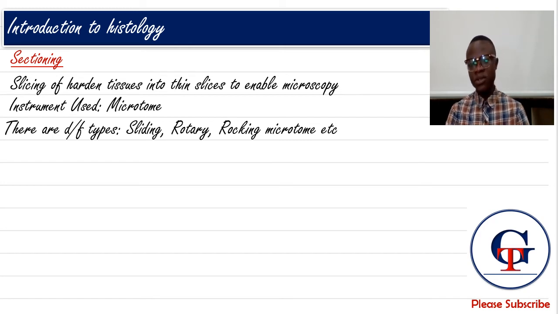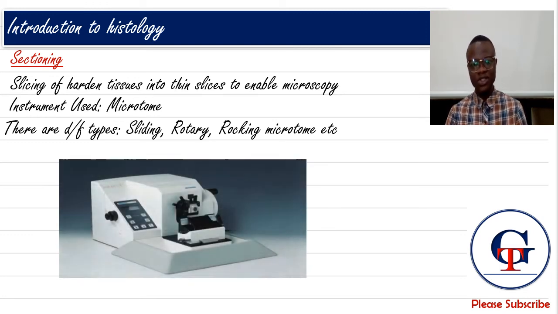The primary instrument we use for carrying out sectioning is the microtome, and there are different types that are used. Here I show you an image of this instrument. You might see this in your lab. It is a microtome, and we have different parts, we have the wheel, the cutting edge, and so forth. These help in cutting our tissue into thin slices to enable us to observe the tissue.